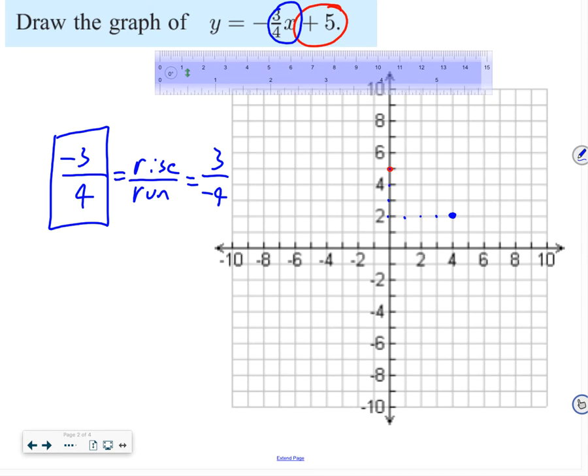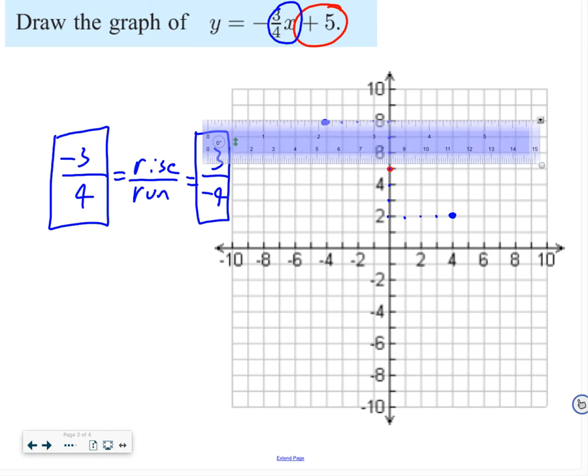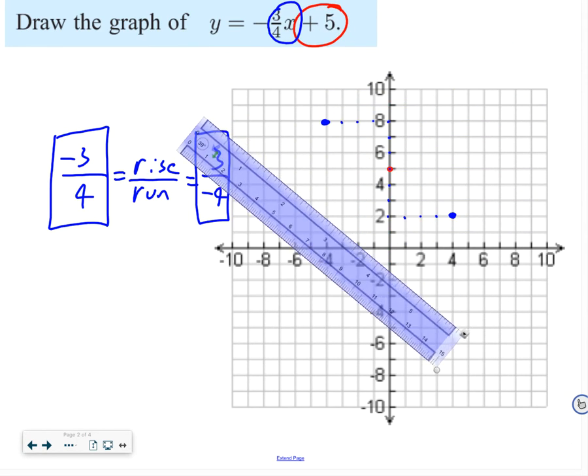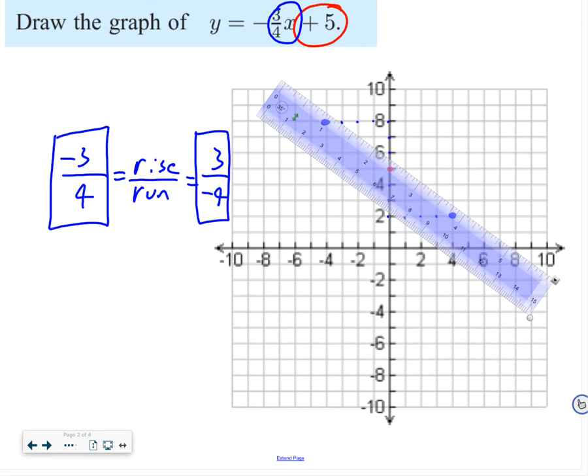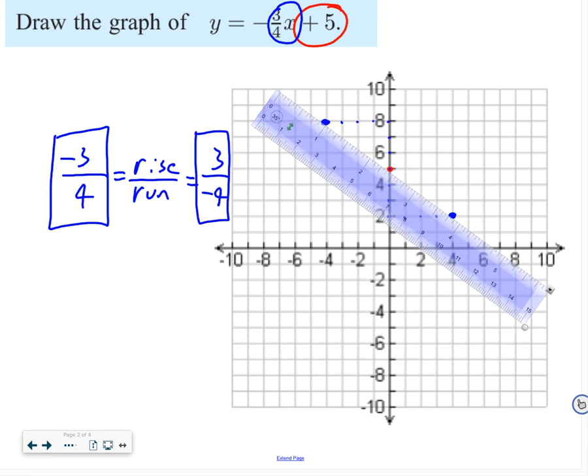Okay, well, now I want to think of it like this. I could go up 3, 1, 2, 3, and now negative 4 to the left. 1, 2, 3, 4. Okay, and I plot this point. The last thing I want to do is connect these points. So let's see if I can get this close. Okay, so notice I have all my 3 dots falling on a line, and I'm going to connect them.